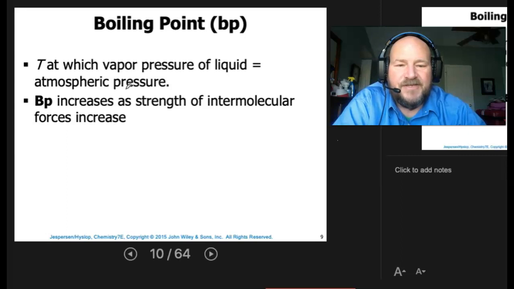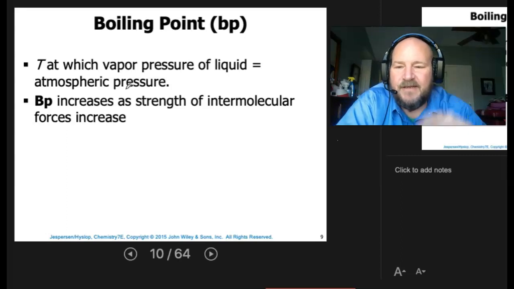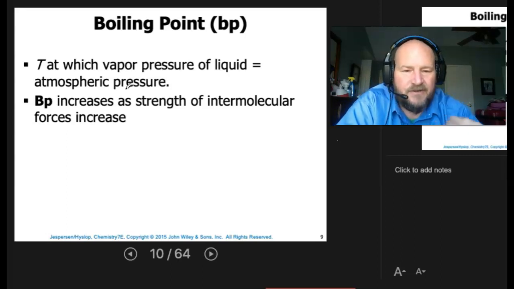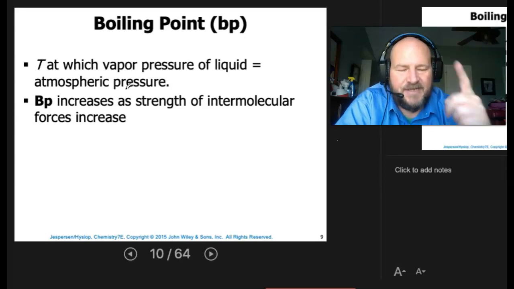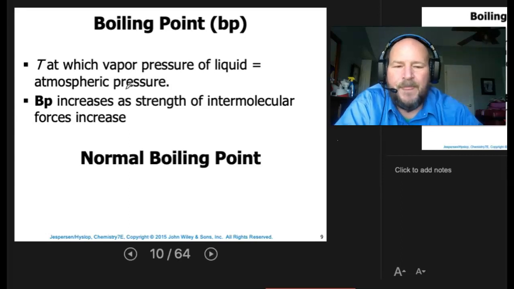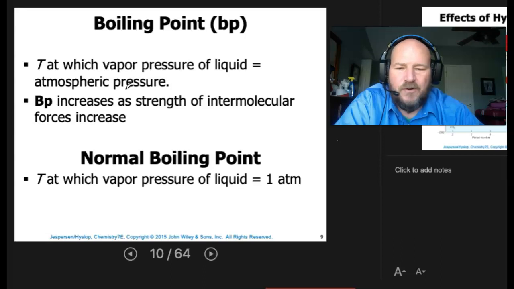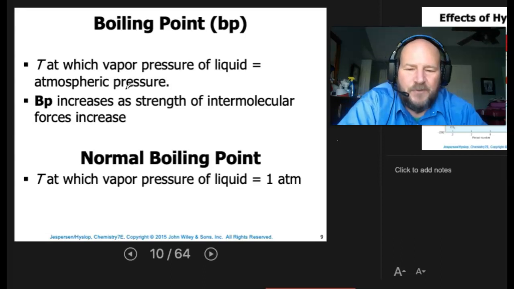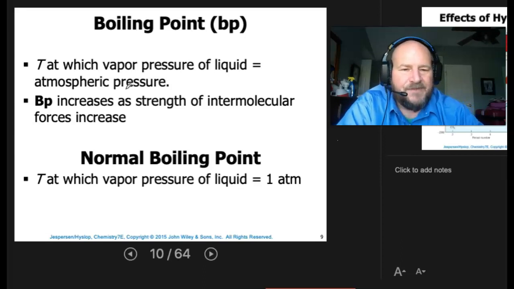So that just shows you that the strength of the intermolecular forces is what's leading to that increase in boiling point. To reach what we call a normal boiling point, the vapor pressure of the liquid would be equal to 1 atmosphere.